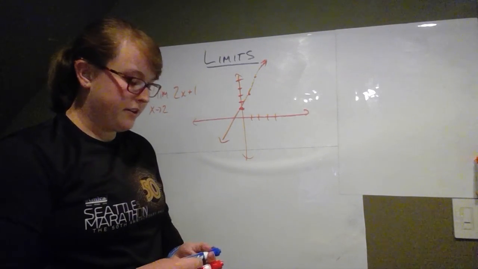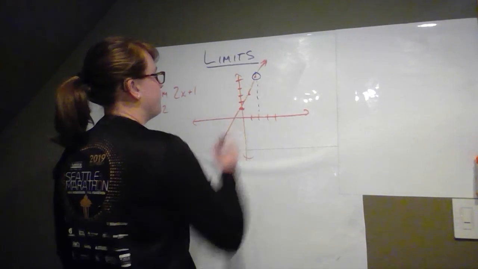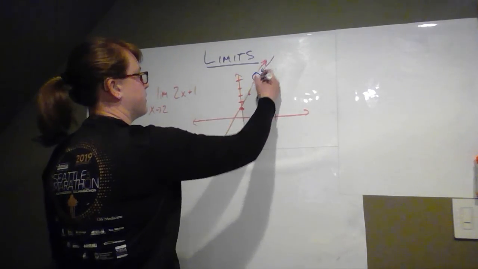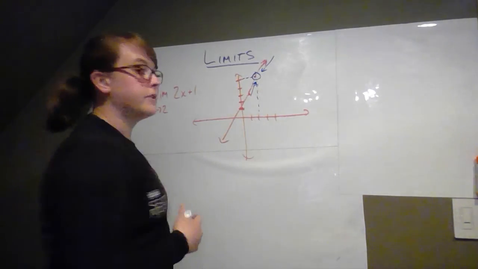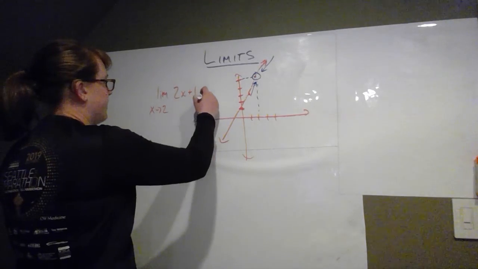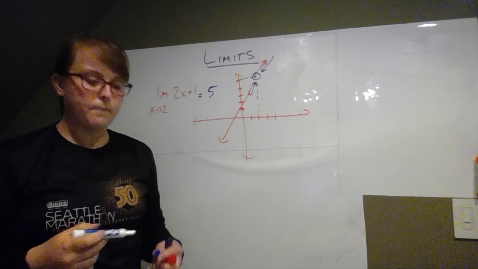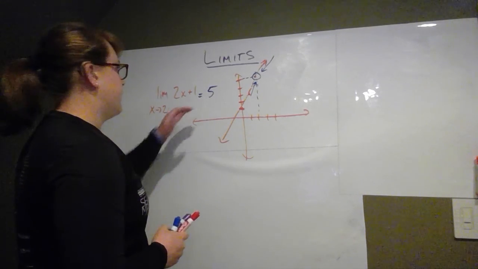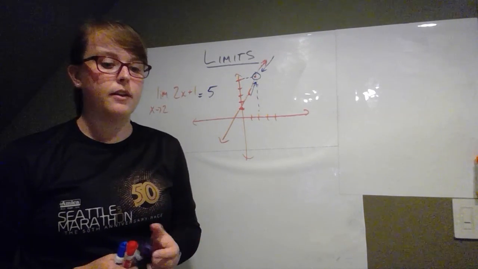Limits. Limit as x goes to 2 of 2x plus 1. So basically what we want to do is look at the graph where x is 2, and notice what value the function is going towards from both sides. In this case, it's going towards the actual value of the function, which is 5. So the limit as x goes to 2 of 2x plus 1 is 5. That one was pretty visually obvious, right? It's clear that it's going to the exact value of the function at that point.